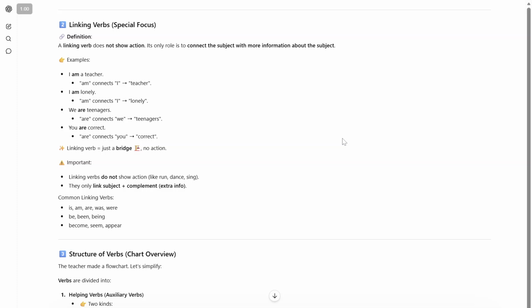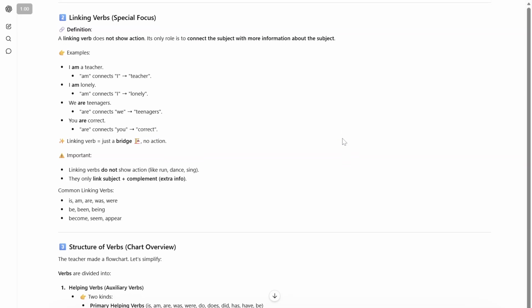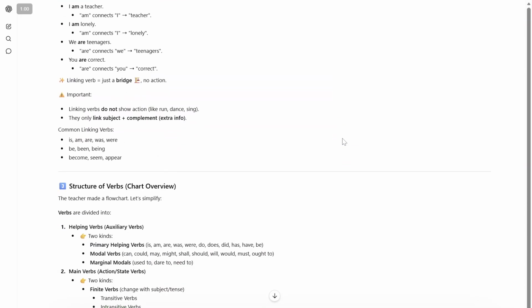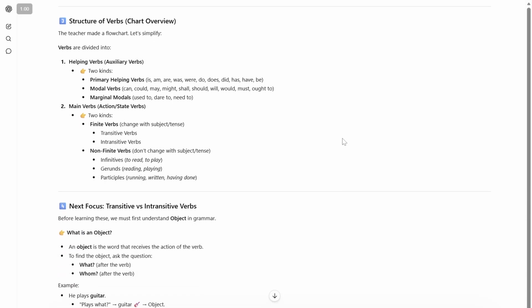Important: linking verbs do not show action, like run, dance, sing. They only link the subject and the complement, extra information. Common linking verbs: is, am, are, was, were, be, been, being, become, seem, appear. Structure of verbs: the teacher made a flowchart. Let's simplify. Verbs are divided into: 1. Helping verbs, auxiliary verbs, two kinds.